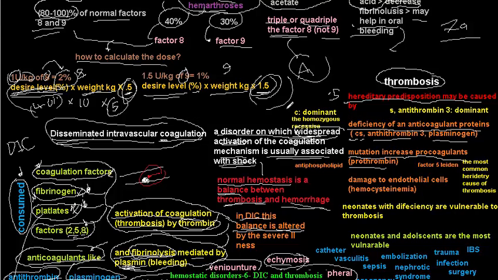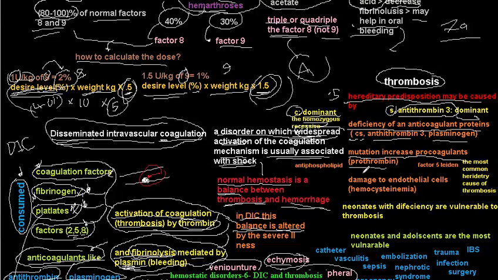Okay, actually the deficiency in protein C is most of the time dominant. In the homozygous cases, which are manifested in neonates, it is mostly recessive. Okay, protein S and antithrombin 3 deficiency is autosomal dominant.